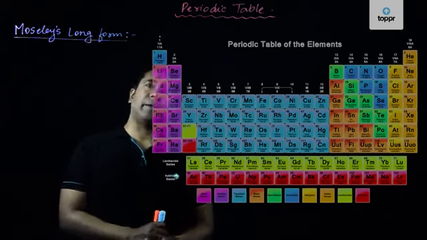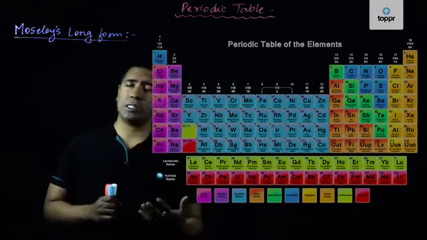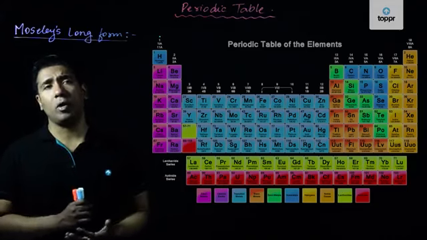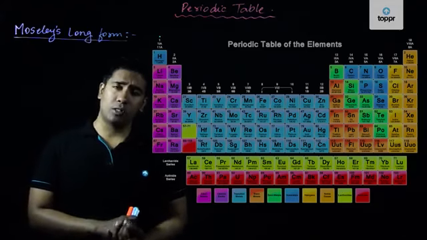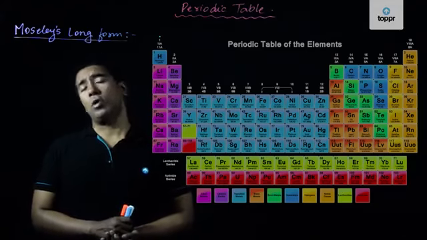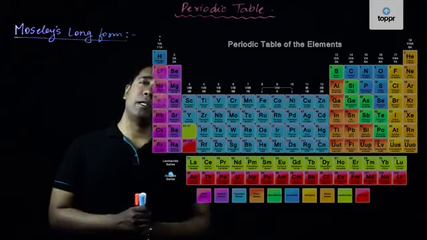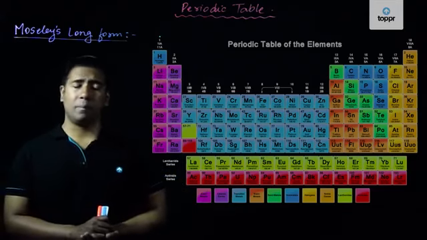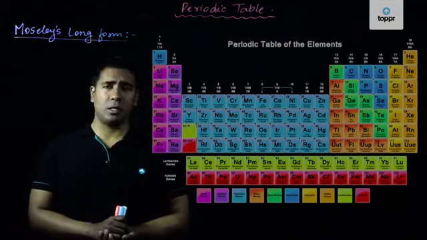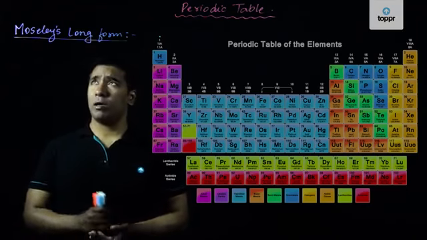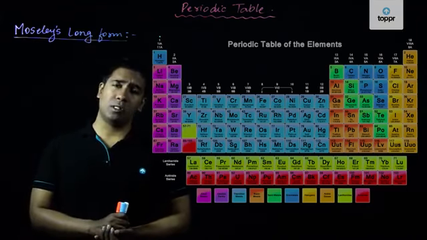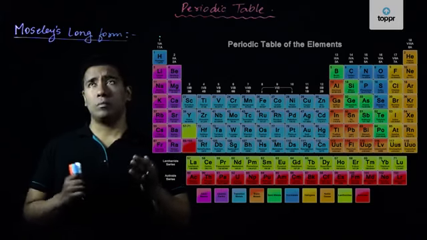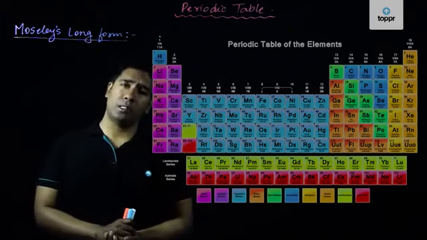That is the first thing. The second thing, let us start with the genesis: how was the long form of the periodic table put forward? What was the origin of that? The origin, my dear friends, was very fundamental. The long form of the periodic table was given around the year 1916 by Moseley, who was a scientist and after whom the modern periodic table is named.